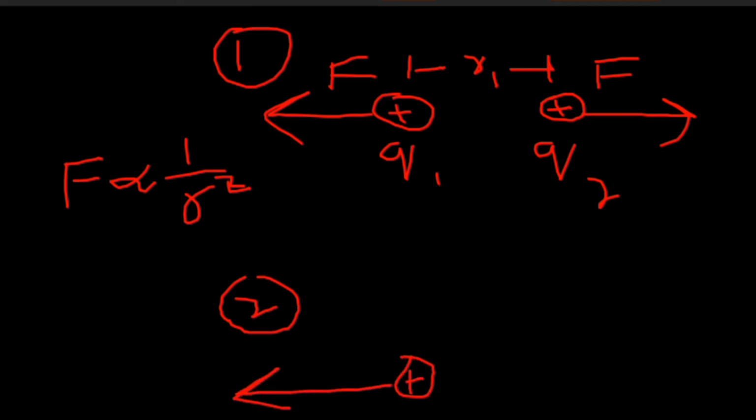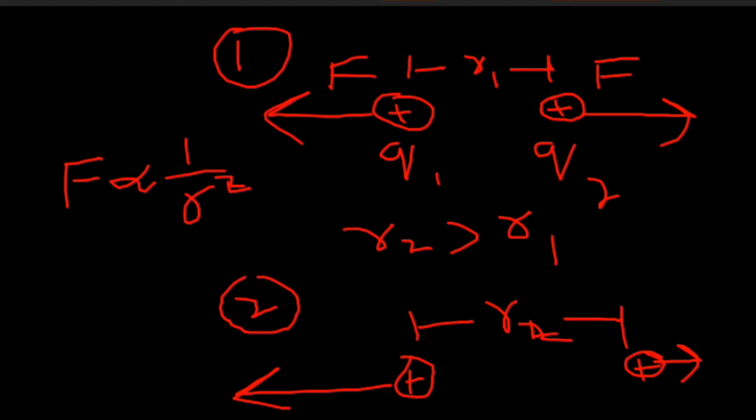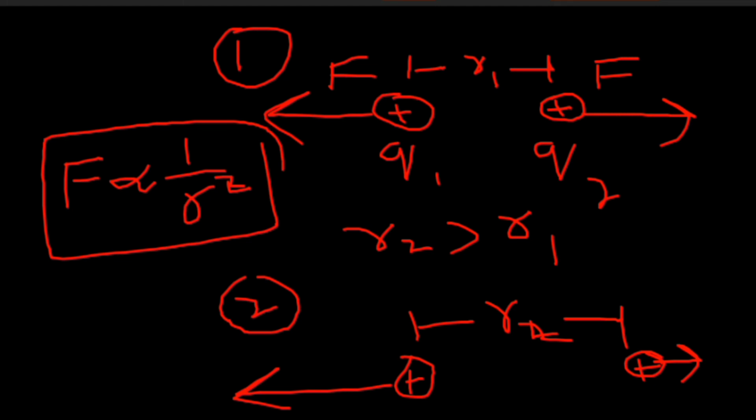Now let's see diagram number 2. These are the two charges Q1 and Q2, and the distance between them is R2. Which diagram has the greater force? Of course, since in diagram number 2 the distance is larger than in diagram number 1, R2 is greater than R1, therefore the force of repulsion in diagram number 1 is greater than in diagram number 2. So the force of repulsion or attraction is inversely proportional to the square of the distance between them. The distance between the charges is represented by R.